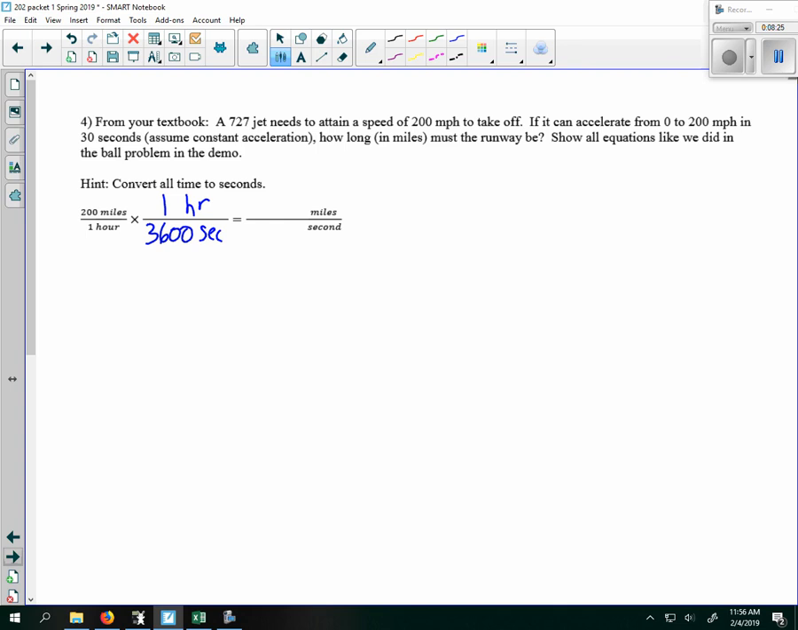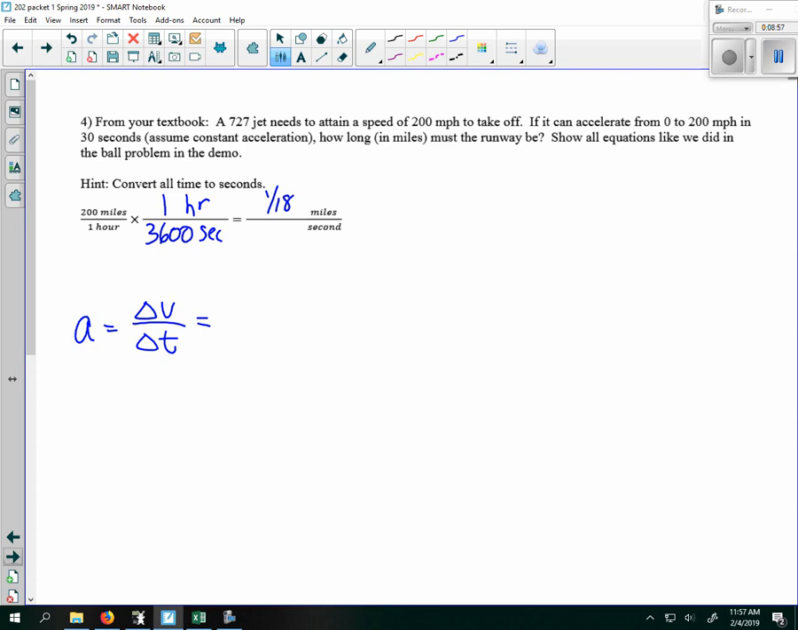So 200 over 3,600 is 1/18 of a mile per second. 1/18 miles per second. That is the final speed I need to hit. After 30 seconds, I hit 1/18 of a mile per second. So my acceleration is constant, which means it's just the change in the velocity over the change in time. Because it's a constant acceleration, it's a line, it's got constant slope.